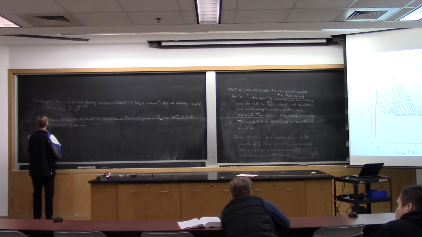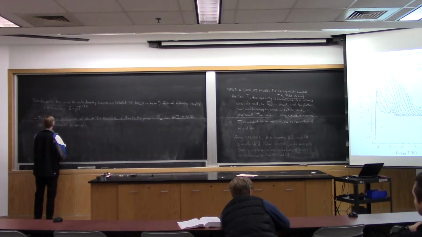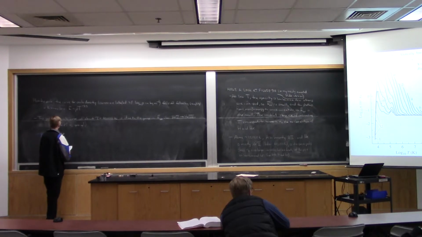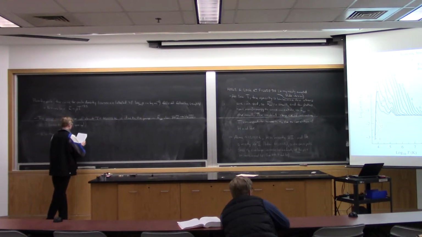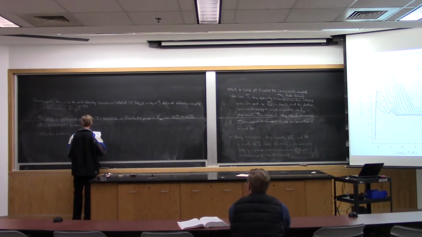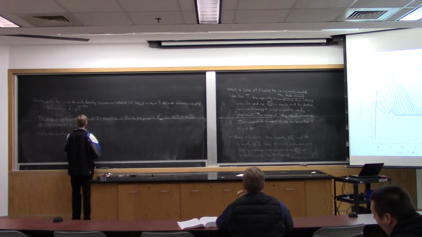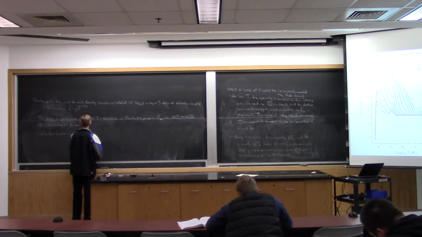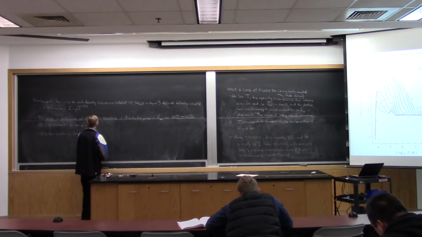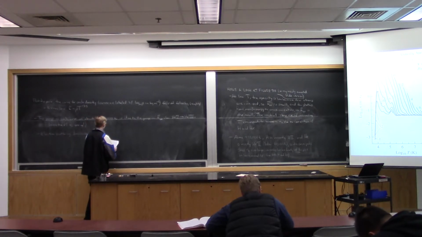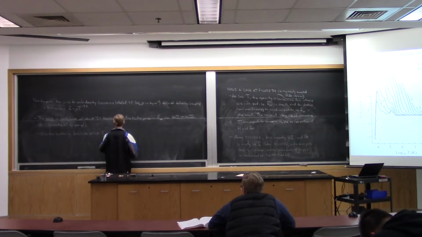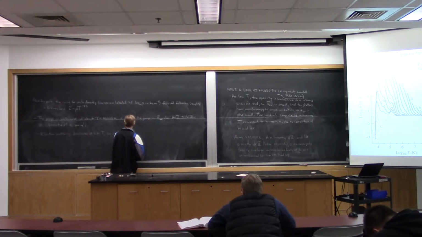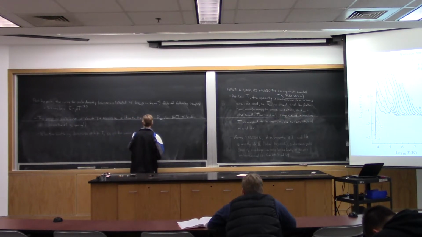So electron scattering dominates at high temperatures. So all the curves approach the same limit. All the curves for different densities approach the same limit.